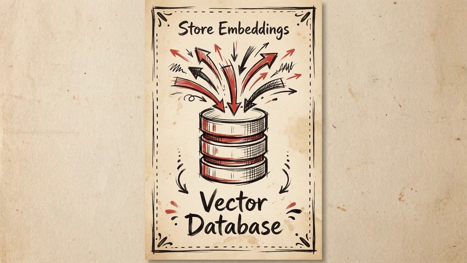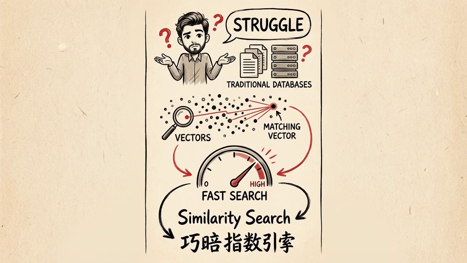Once we have all our chunks converted into embeddings, we store them in a vector database. This specialized database is designed for efficiently storing and searching these high-dimensional vectors. Traditional databases struggle with vector similarity search. Vector databases use clever indexing techniques to quickly find the most similar vectors to your query, even among millions.